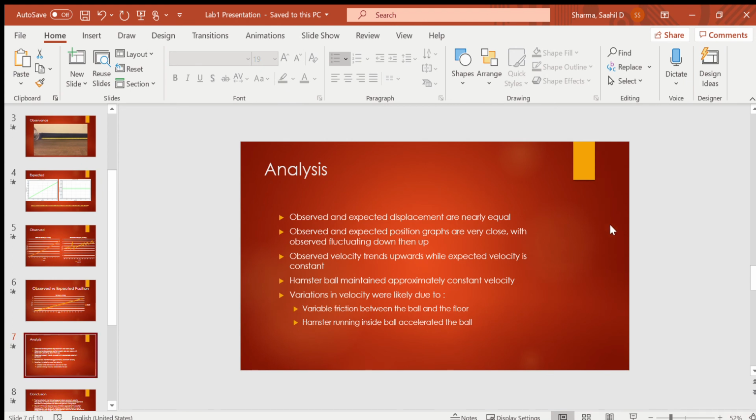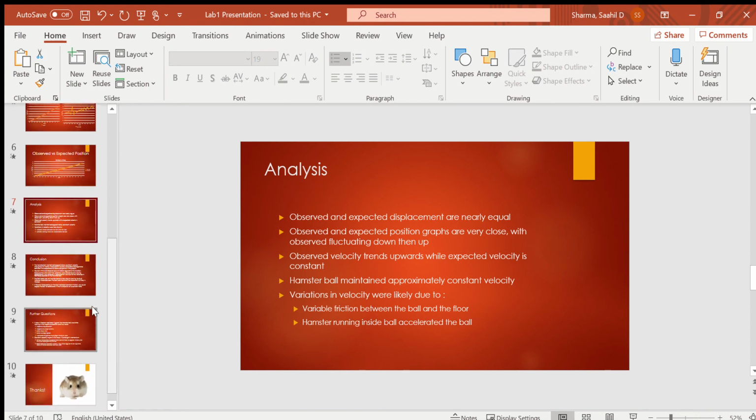So our analysis of this situation is that the observed and expected displacement are nearly equal, and the position graphs are pretty close, with the observed fluctuating down and then up, and the hamster ball maintained approximately constant velocity, but the variations in velocity were likely due to changes in friction between the ball and the floor, and our hamster Kirby running inside the ball, which actually accelerated the ball in the positive x direction.